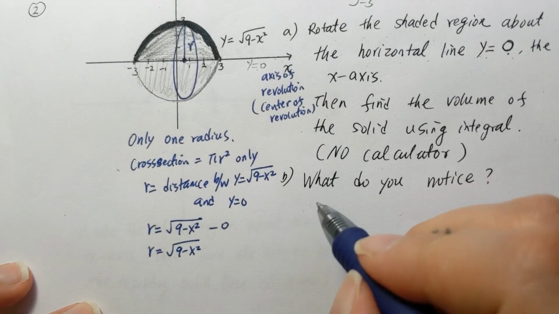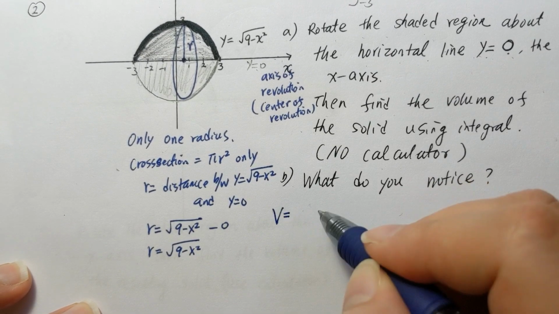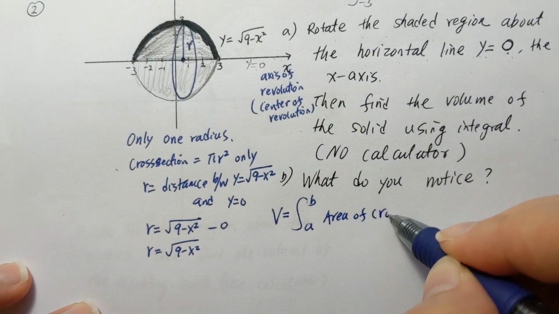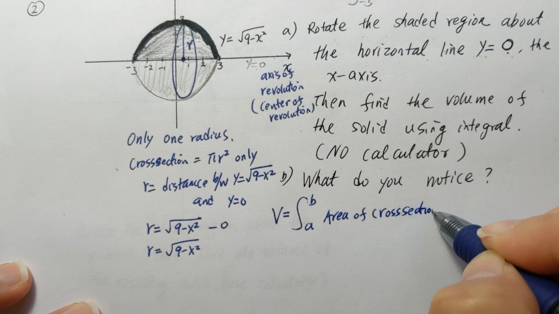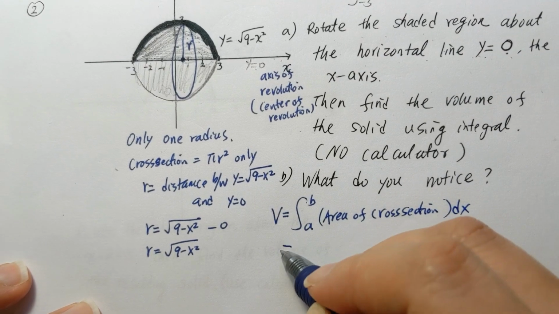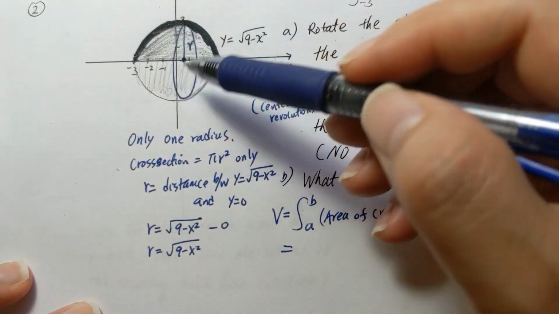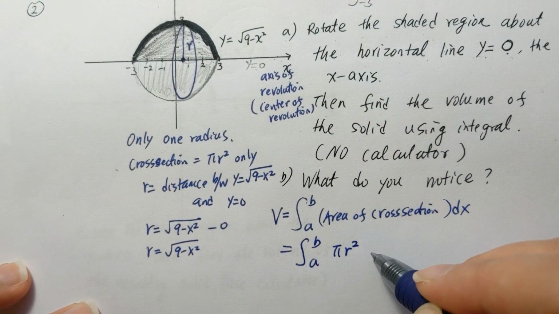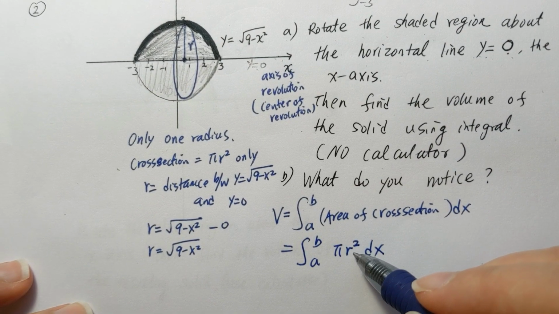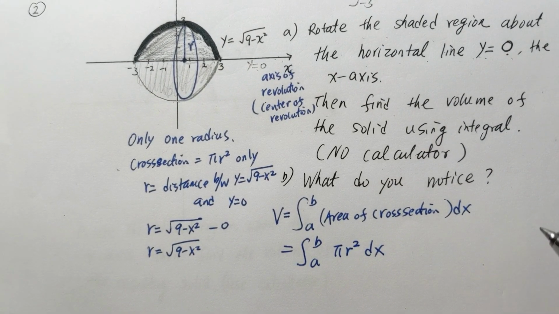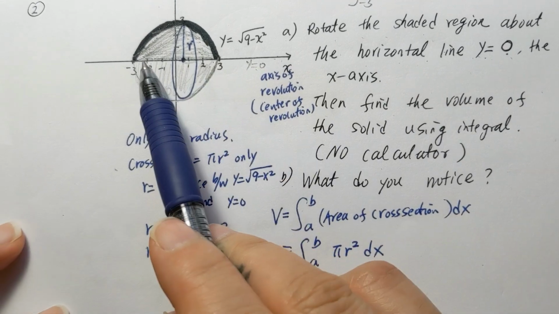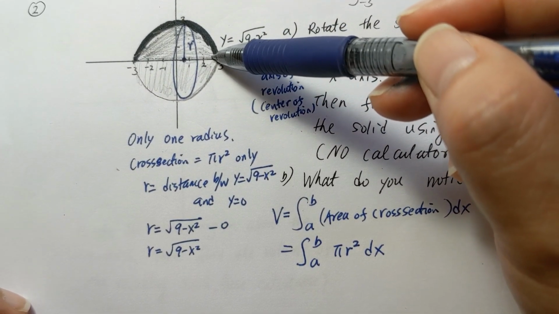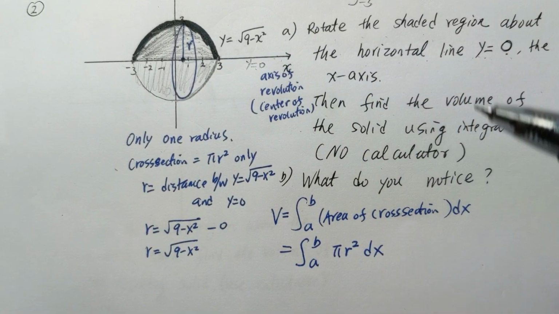So now we go back over here. Volume equal to integral a to b, area of cross section, dx. And this time your cross section is only one circle, so therefore you get integral a to b pi r squared dx, only one circle. You don't have to subtract the big circle with the small circle. There's only one circle because there's no space between the axis of revolution and the shaded region over here. There's no space in between.